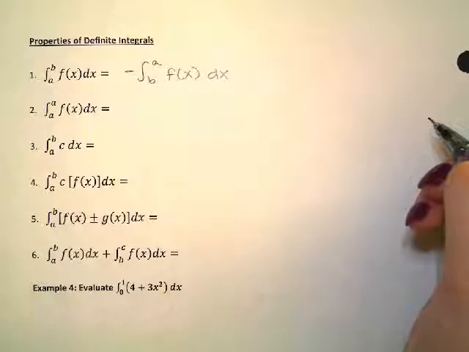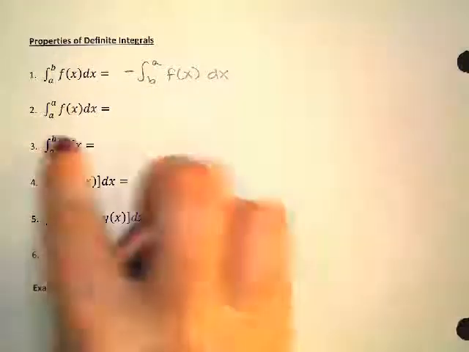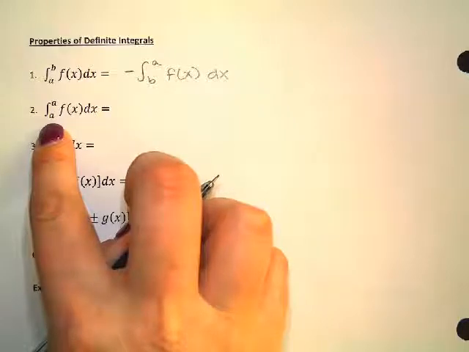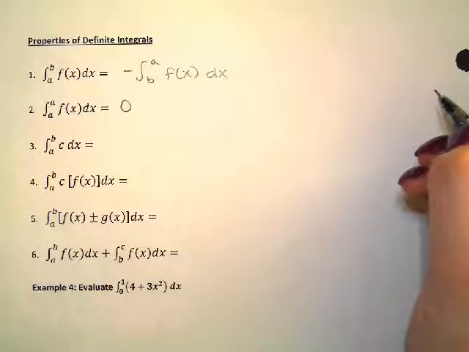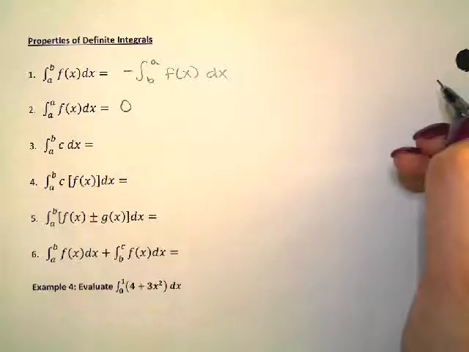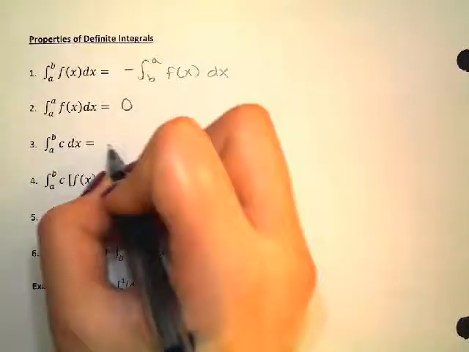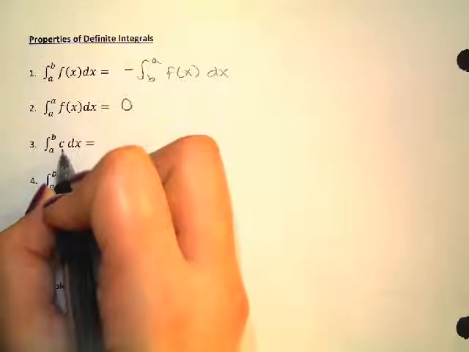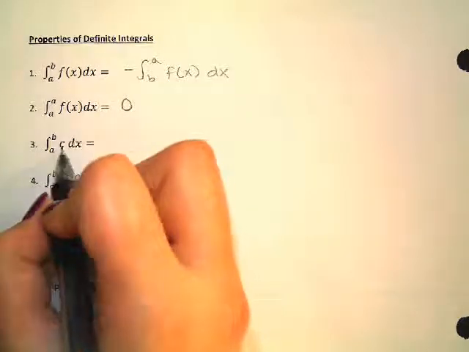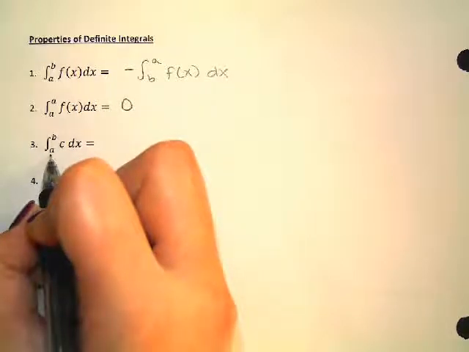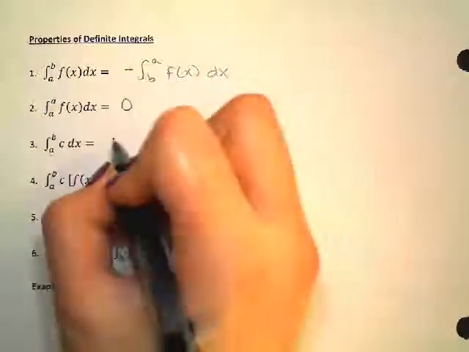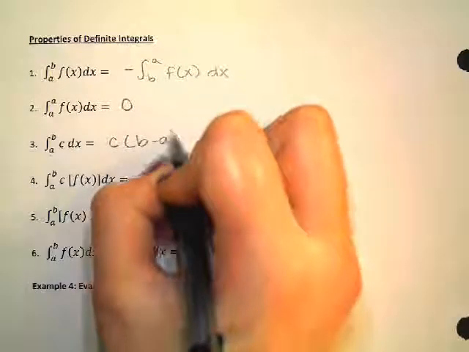Okay, that makes sense so far. If I look at the area from A to A, that's like an interval of nothing, right? So that's an area of 0. Now this one is saying we have an area of a rectangle. The height of the rectangle is C. The width of the rectangle is B minus A. So this is going to be C times B minus A.